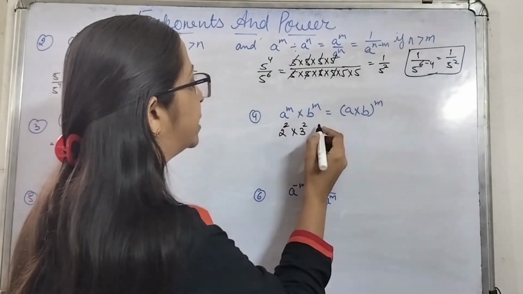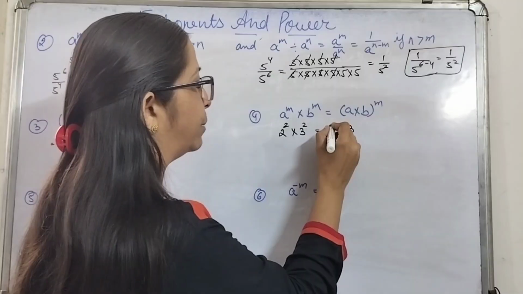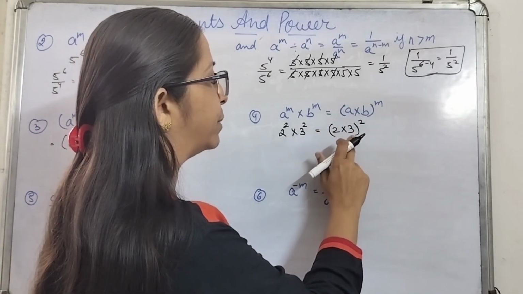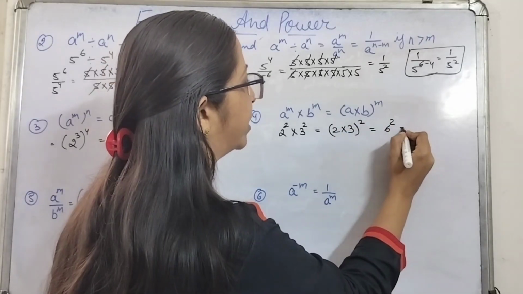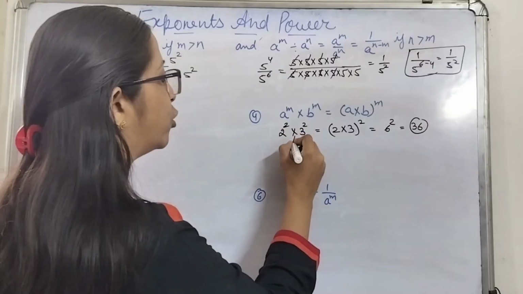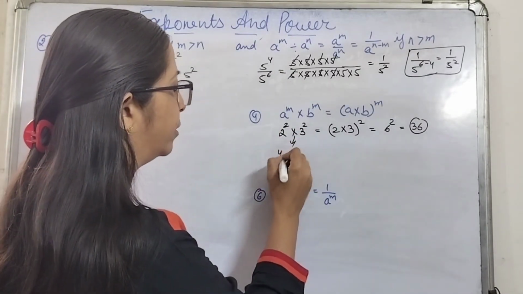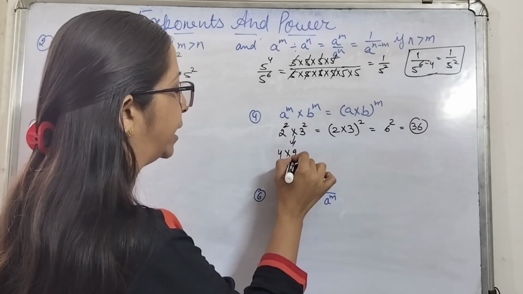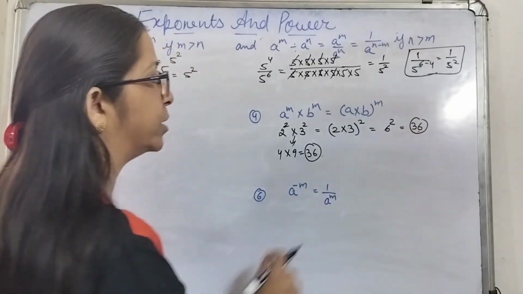So this could be written as 2 multiplied by 3, bases are going to be multiplied, whole raised to the power 2. That means 2 multiplied by 3 will be 6, 6 raised to the power 2, or we can say that its value will be 36. And now if we solve it separately, 2 raised to the power 2 means 4, 3 raised to the power 2 means 3 multiplied by 3, that is 9, 4 nines is 36. We can see over here both are same.